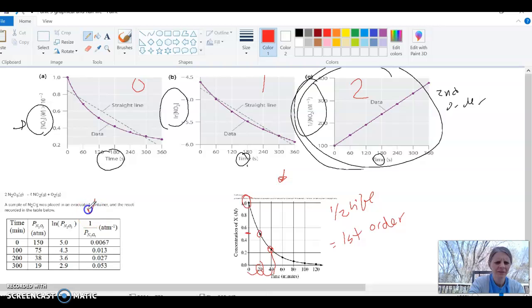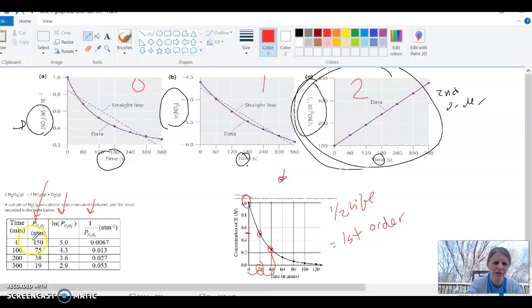So let's take a look at this graph over here on the left. You can see that I've got the different options here. I've got regular, looking at pressure instead of concentration. I've got the ln of it, that's the first order sort of thing. And I've got the 1 over. So if I'm asked to determine what's the order of the reaction for this one, I could determine the rate law, that'd be fine.